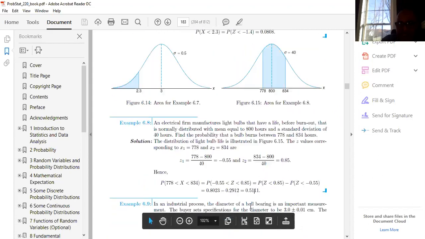Okay, the next example, just look over here. In an industrial process, another example. We went through the electrical bulb, a practical example, or you can say the electrical side example.